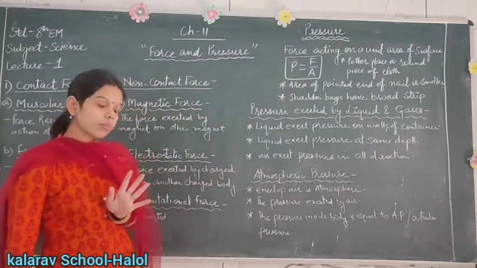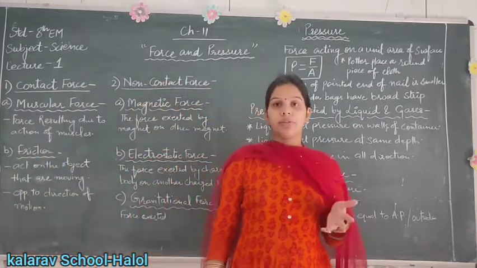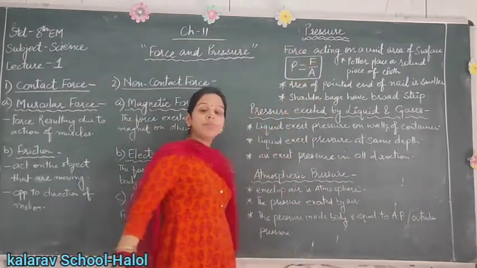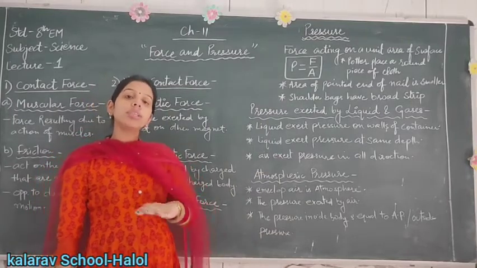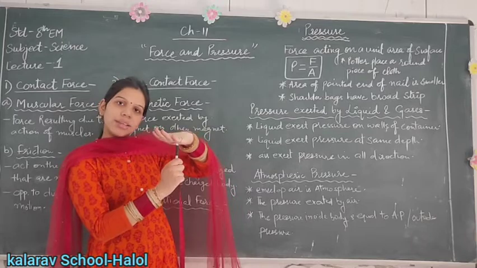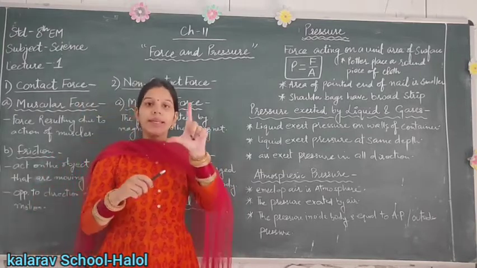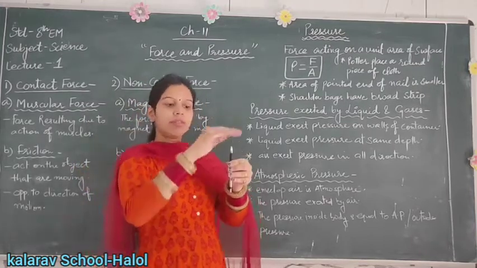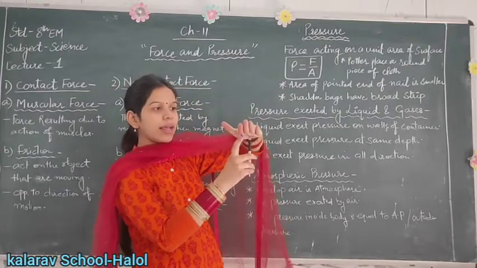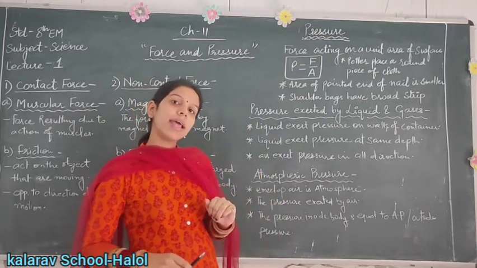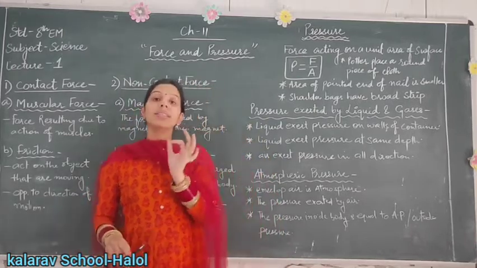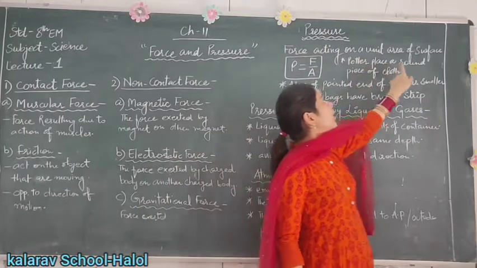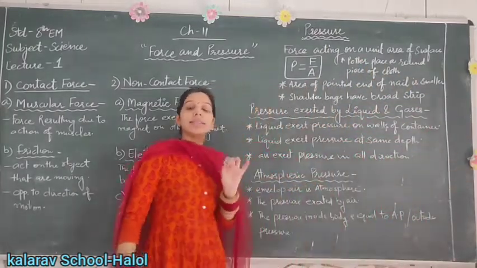Is that clear? So here we have done the types of forces. And now I will start the next term, that is pressure. So what is pressure? Pressure is a force acting normal to the surface. Normal means perpendicular, and perpendicular means 90 degrees. If the surface is like this, then the force acts like this. The angle between this and this is 90. So we can say that the force acting on a surface perpendicularly is called pressure. Force acting on a unit area of surface perpendicularly is called pressure.